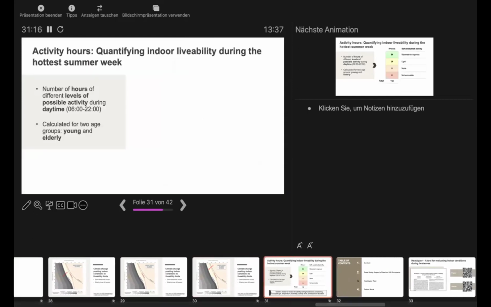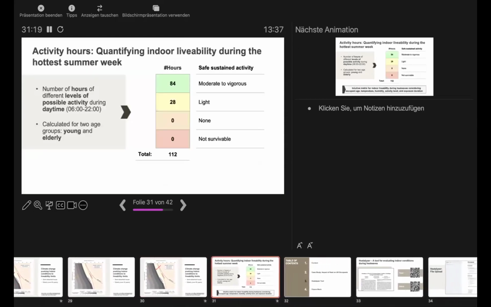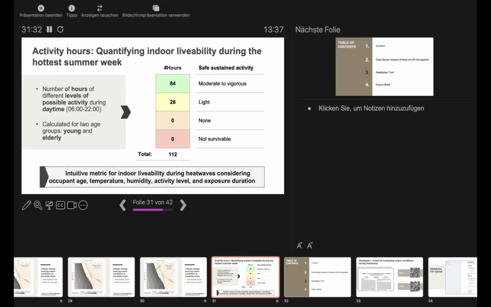And this then gives you one of these vectors, where you can see the hours and the safe sustained activities for every single weather scenario of a building. With this metric, we have an intuitive metric for indoor livability during a heat wave that considers both the occupant's age, and main environmental factors such as humidity and temperature, your possible activity levels, and also how long you're exposed to these severe conditions.